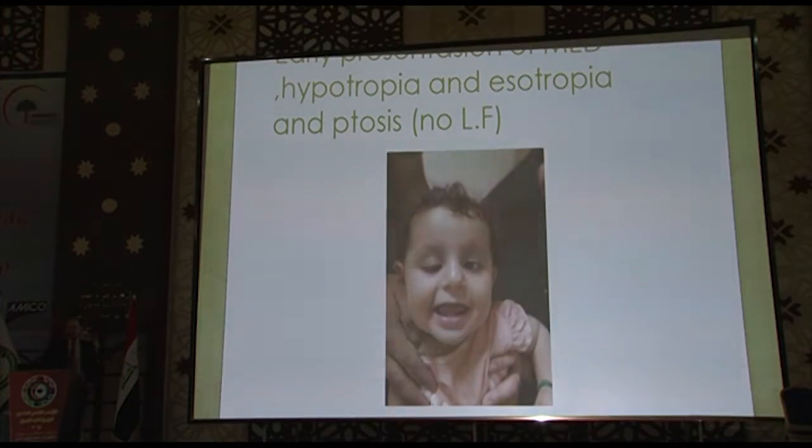This is one of my patients. This patient presented early with severe hypertropia plus esotropia and also ptosis. The eye cannot move upward at all, and at the same time there is also esotropia, which is a rare association. We think that this patient is not only affected cosmetically, but also very affected functionally, and the problem here is how to do the surgery for this baby of 6 months.